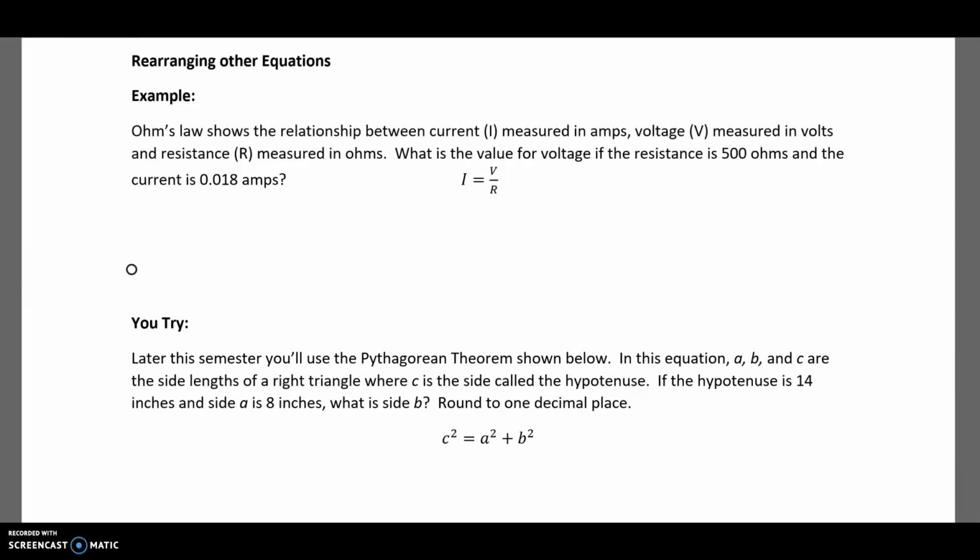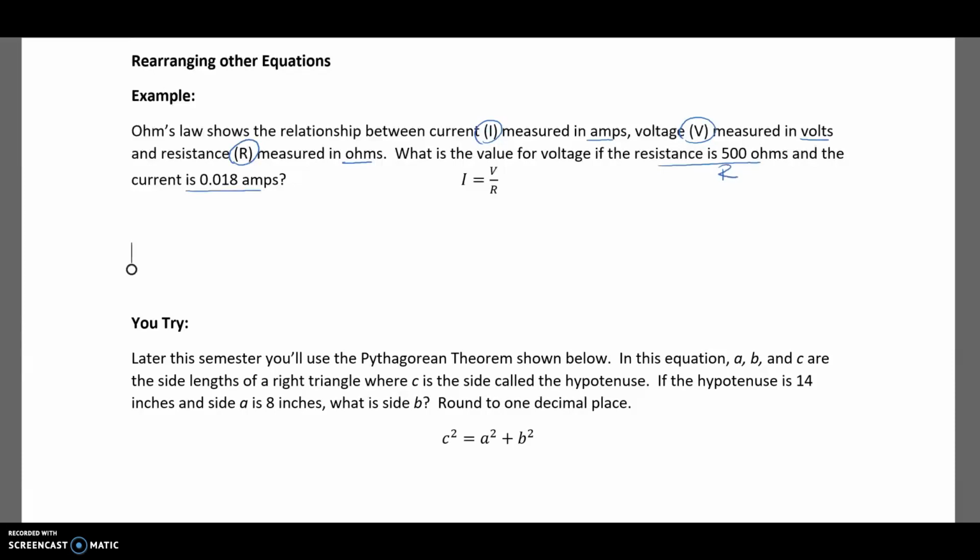Here we have an example with Ohm's law that gives us the relationship between current, which has the symbol I and is measured in amps, voltage, which has the symbol V measured in volts, and resistance with the symbol R measured in the units of ohms. I'd like you to find the value for voltage if the resistance is 500 ohms and the current is 0.018 amps. And your starting equation is here, I equals V over R.